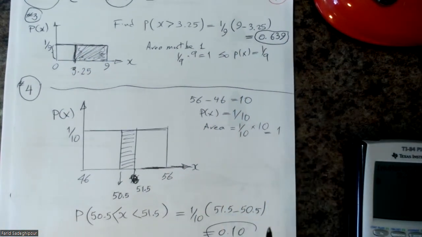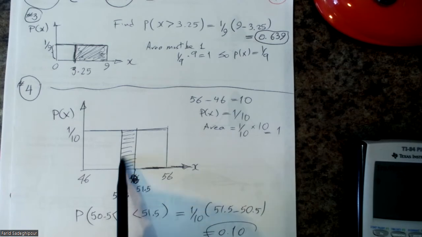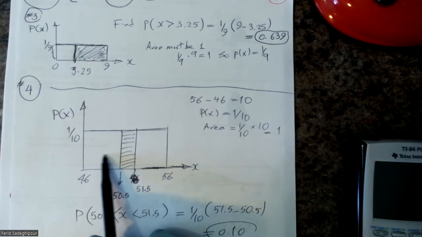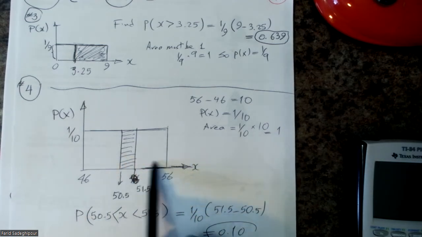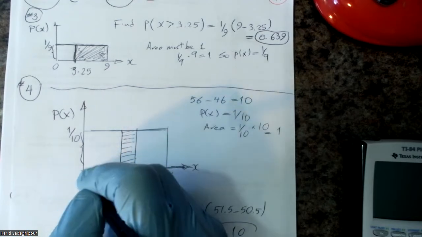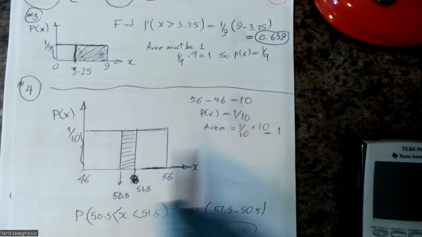Same thing here. They want us to find x between these two numbers. So you subtract and multiply by 1/10. 46 to 56 are given in the problem. That is an indication that this length is 10. If this length is 10, then the height has to be 1/10 in order to have the area of 1.